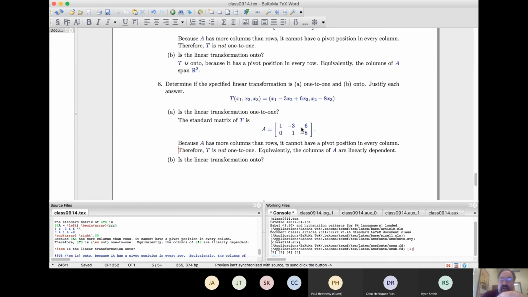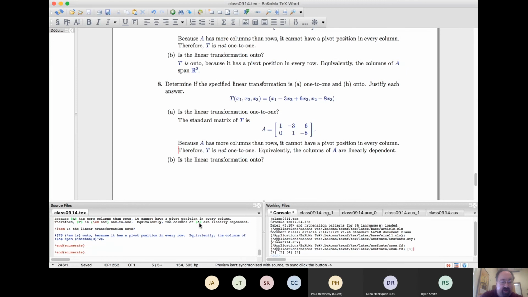Another way of putting it is the columns are linearly dependent. That's another way of characterizing that the transformation cannot be one-to-one. And as for onto, it's actually already in echelon form. So from that, you can quickly see, oh, okay, there's a pivot position in every row. So it is onto. And I want to mention this is important for MyLab's answer choices: it's onto because the columns span the output space, which is R2. And that's equivalent to saying pivot position in every row.